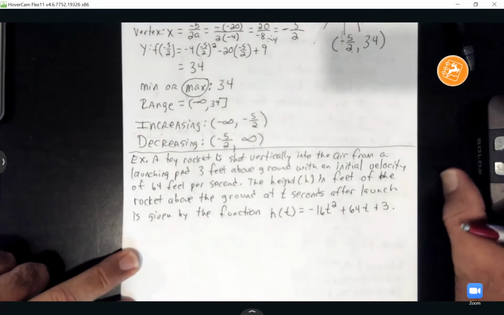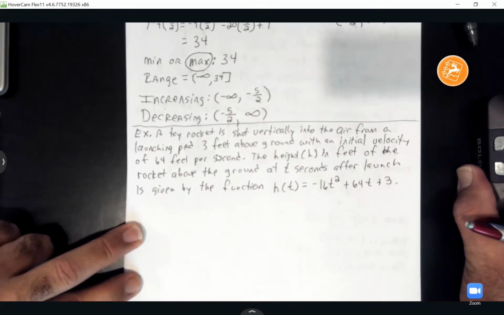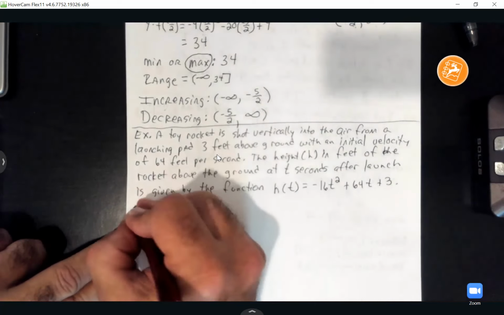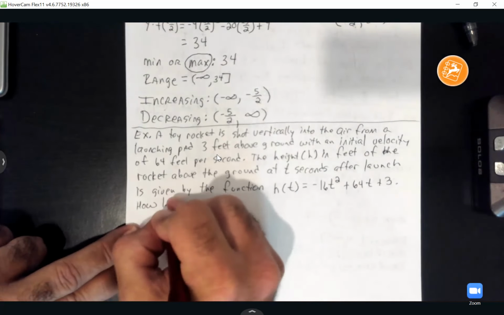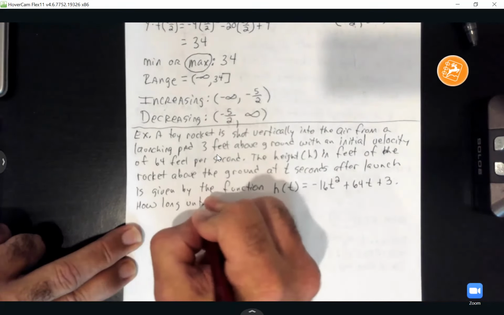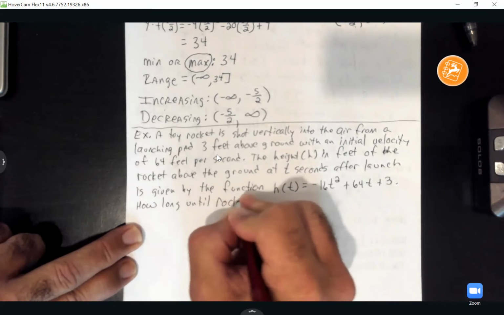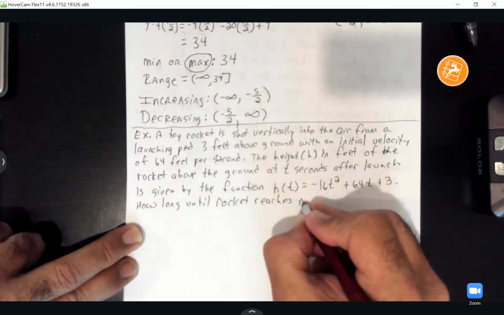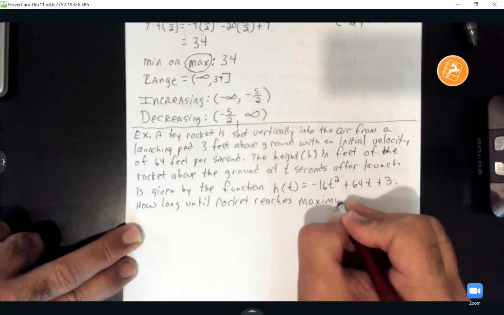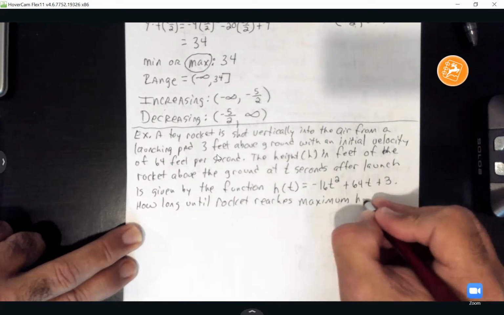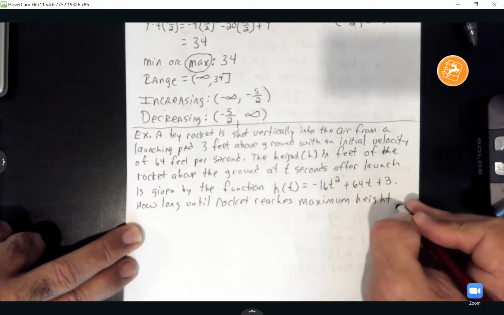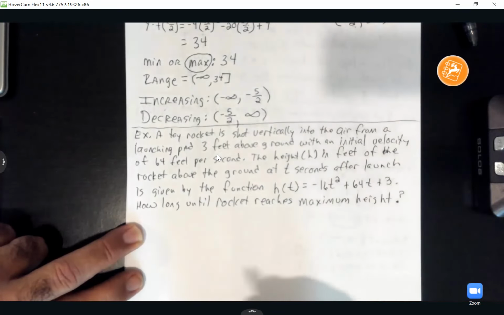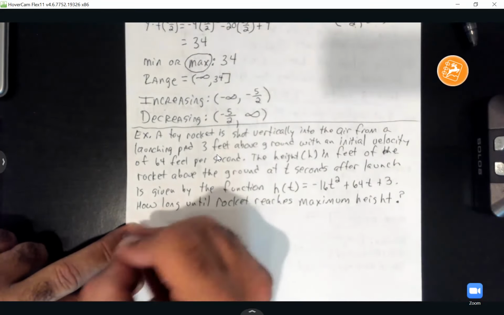So then they say, hey, how long will it take the rocket to reach its maximum height? So how long until the rocket reaches maximum height? So they're looking at the time on it. And then they say, what is the maximum height?